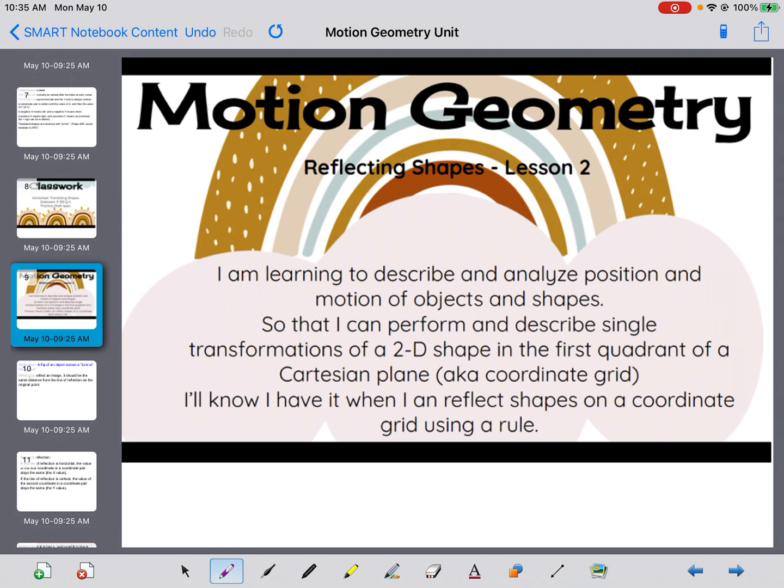Our learning intentions and success criteria are: I am learning to describe and analyze positions and motions of objects and shapes so that I can perform and describe single transformations of a 2D shape in the first quadrant of a Cartesian plane, aka a coordinate grid. I'll know I have it when I can reflect shapes on a coordinate grid using a rule.